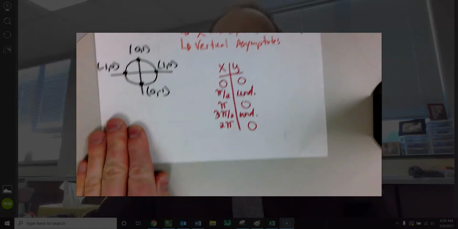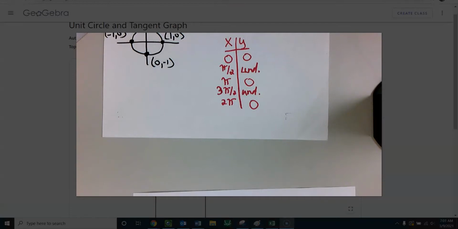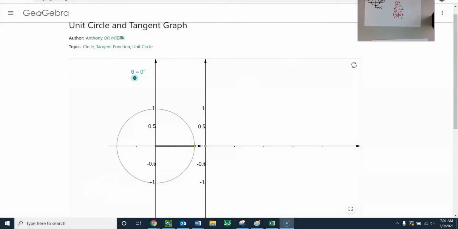So we get this little table here. And this little table doesn't do us enough. It doesn't give us enough information. I got some zeros and I got some things that I don't know what they are. They're not defined. So let's take a look. I found a little applet that we can manipulate and kind of look at and see what's happening with tangent.